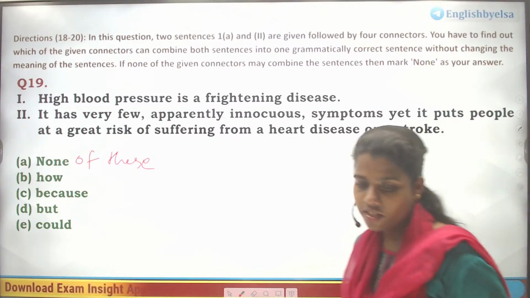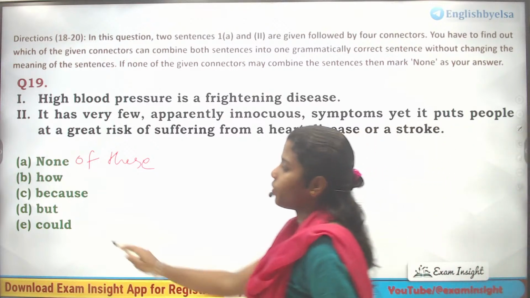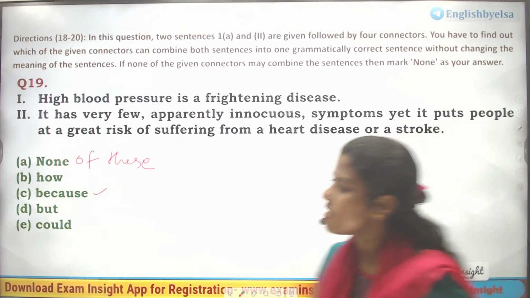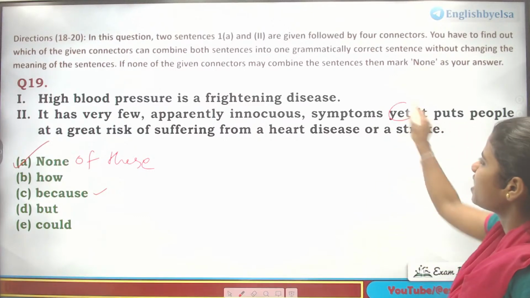Yes, I got answers: because. That means the majority of you have gone for option C. Now I will say why not. My answer is option A. Why I say that? Just because of this word.